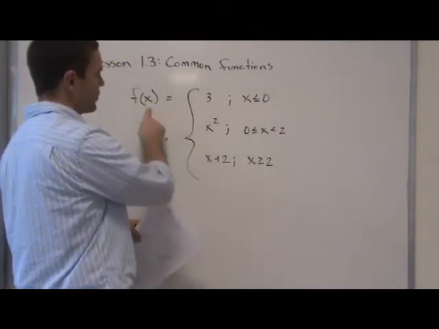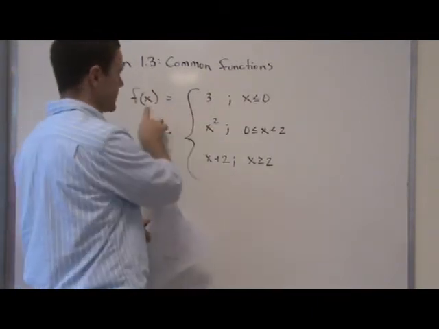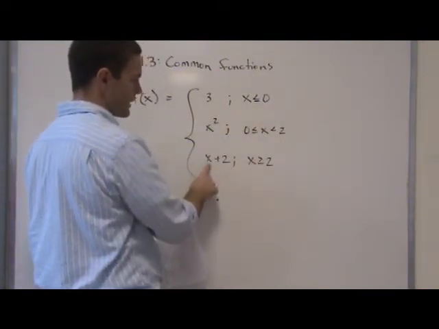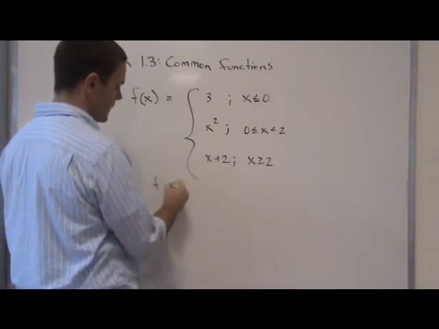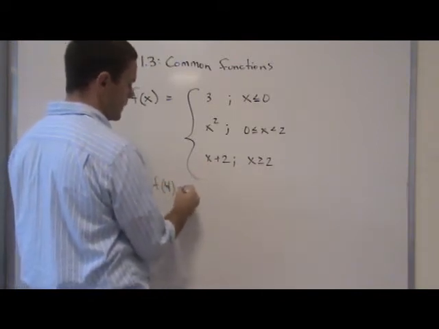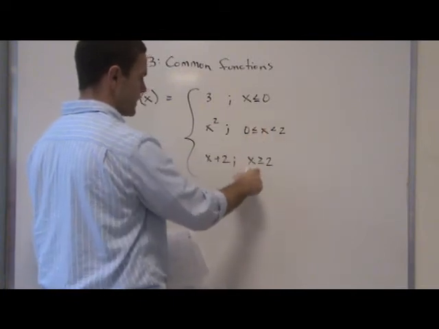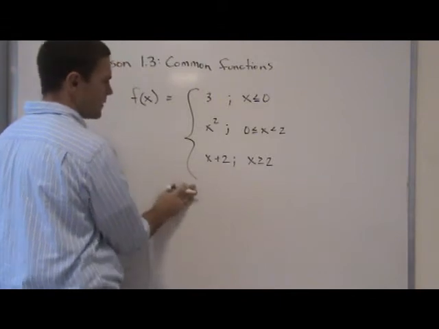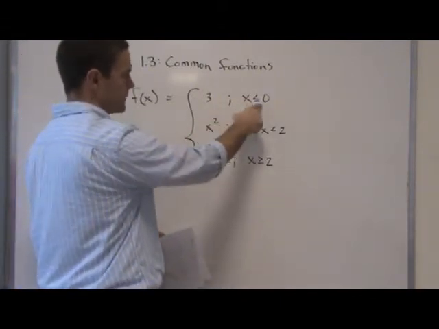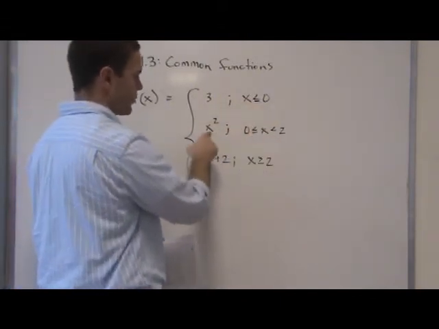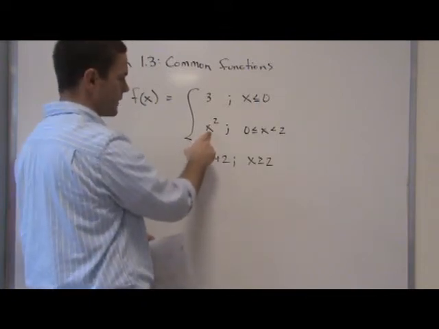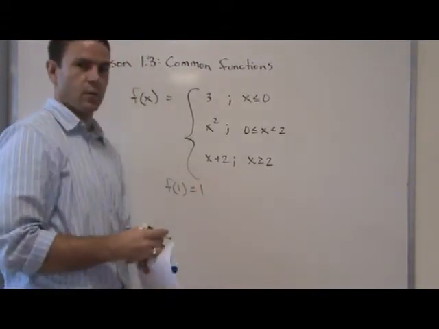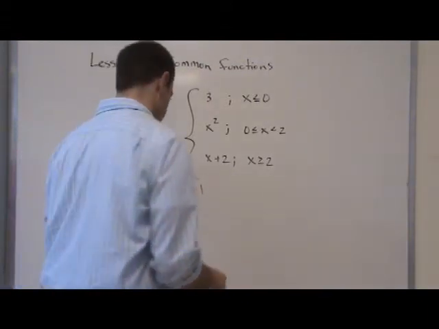Now, let's say I put 4 in here for x in this function. Then where would 4 lie? 4 is here. So f of 4 doesn't work here, it works right here. Put 4 into this problem, it equals 6. So when I put 4, it equals 6. But if I put 1 into this problem, now it's not less than 0, it's in between. So I put it into this function. That would be 1 squared, which is 1. So f of 1 equals 1. So there's the different pieces.